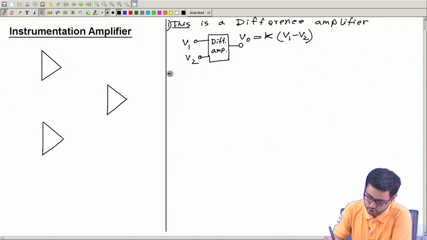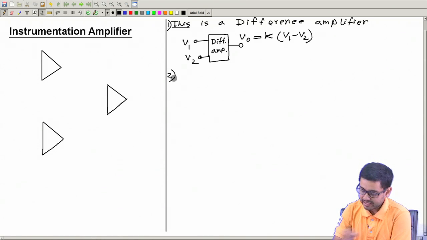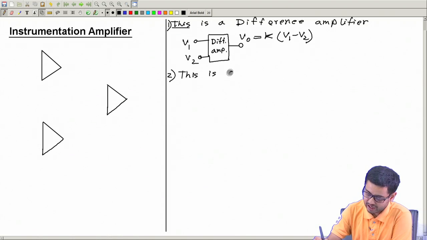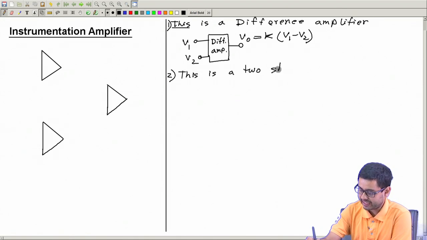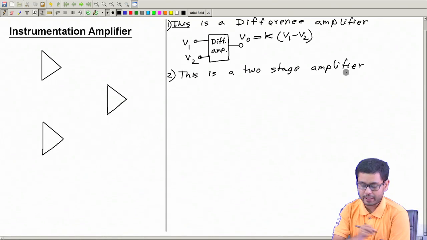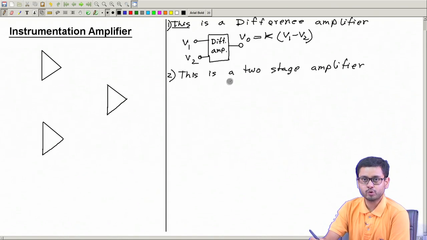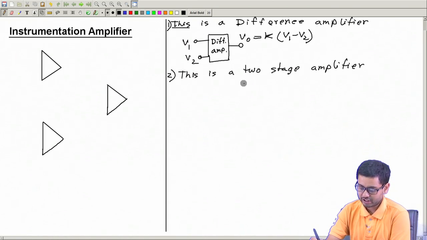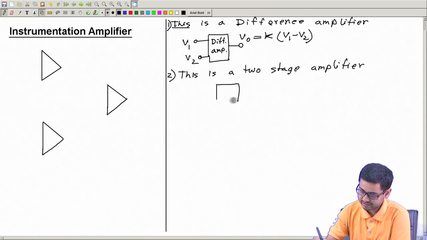Now, point number 2. This is a 2-stage amplifier. What do I mean by a 2-stage amplifier? It is basically 2 amplifiers in series or in cascade like this.